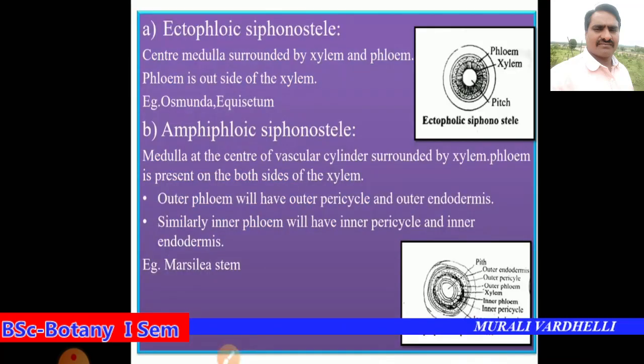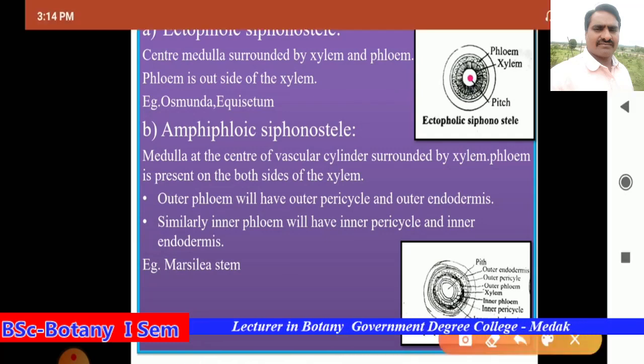The first stele is ectophloic siphonostele. What is ectophloic siphonostele? The center of the vascular cylinder with medulla, enclosed by xylem and phloem successively, is called ectophloic siphonostele, right? We can observe in this that the middle part is the pith. This pith is surrounded by xylem, and xylem is surrounded by phloem, right? Successively arranged by phloem.